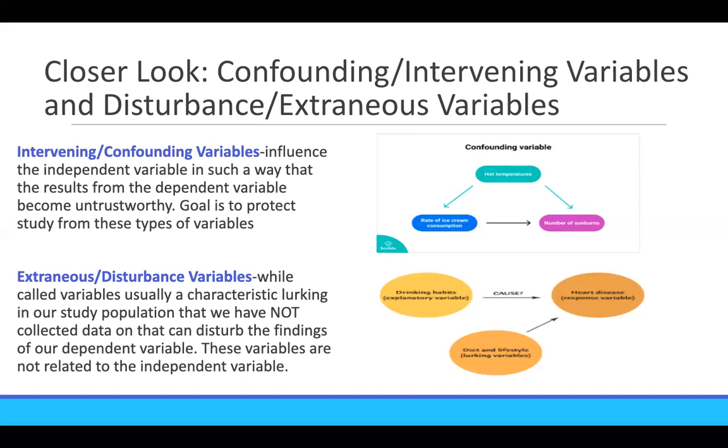So once again, the relationship between drinking and heart disease can be disturbed by these extraneous variables. So this is another type of variable that you want to control for, and to maybe control for it by your research.